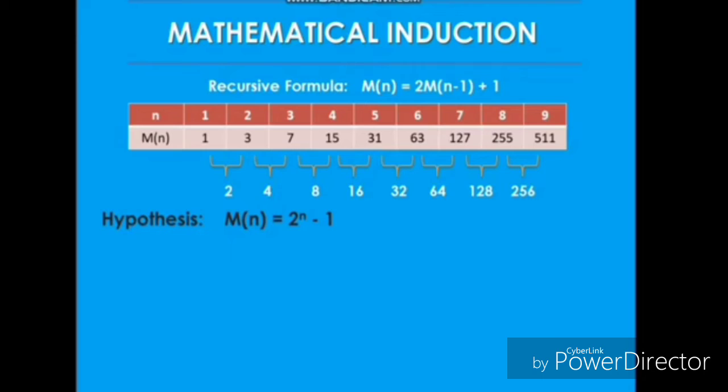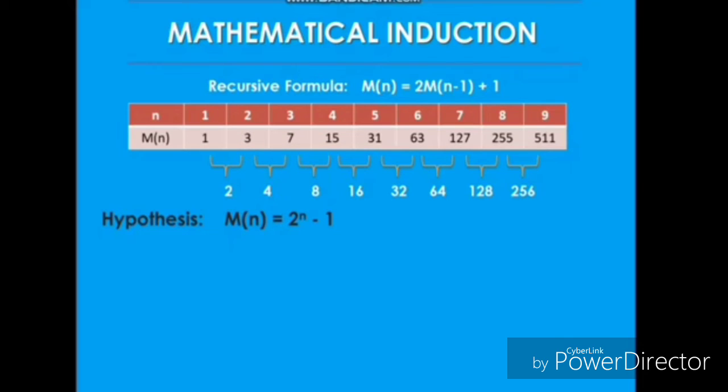So, as you can see, the differences of m of n are 2, 4, 8, 16, 32, 64, 128, and 256, which are equal to 2 raised to n, right? So, let's see the difference of 2 raised to n and m of n. So, 2 minus 1 is 1, 4 minus 3 is 1, and 8 minus 7 is 1, and so on. So, we notice that the difference is 1. So, we input minus 1 to the general formula.